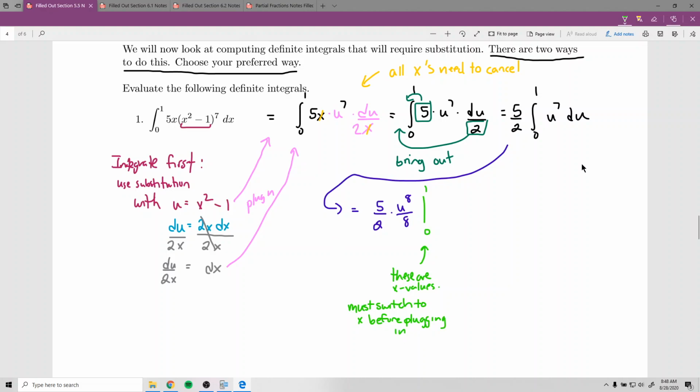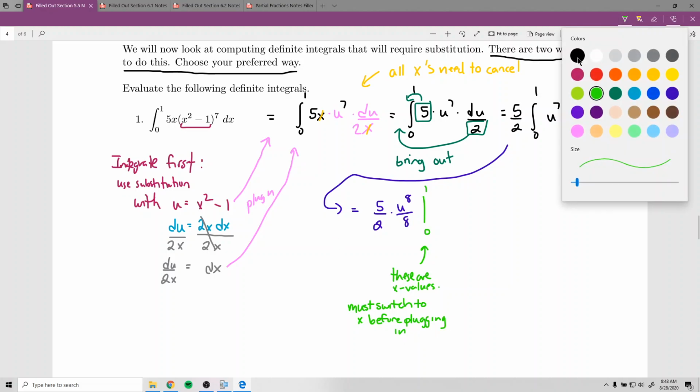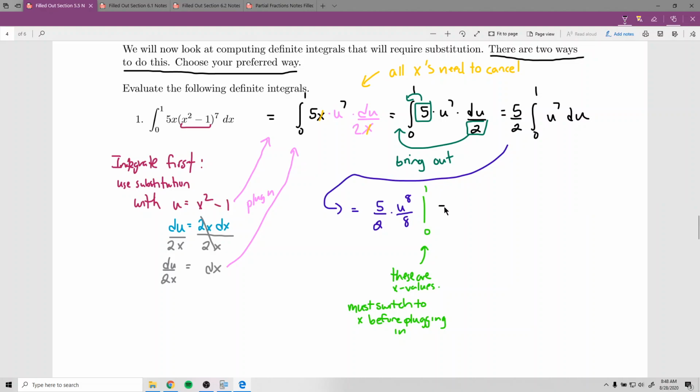Once again, it's like I'm doing the entire problem without those numbers there until it would normally be done, and then I plug in the numbers. All right, so outside of the u to the 8th here, we have 5 on top and 16 on the bottom. U we have to plug back in as x squared minus 1. That's to the 8th power. And then we have our evaluation bar from 0 to 1. And now we can plug it in. Now we can plug in the evaluation bar.